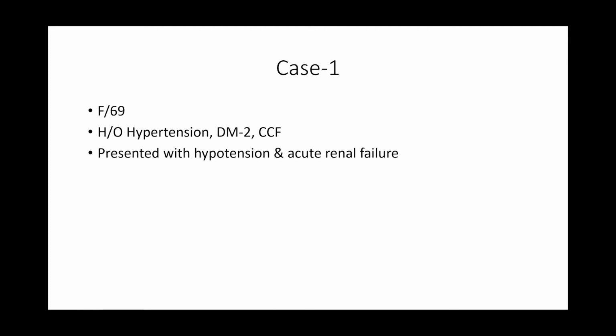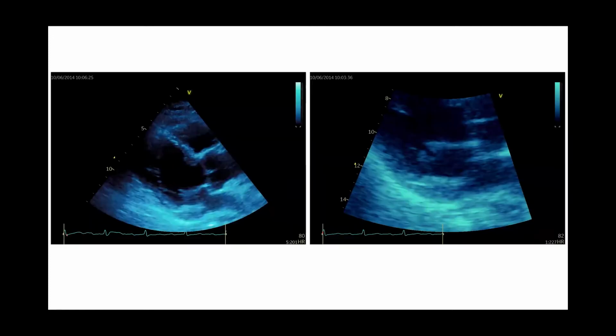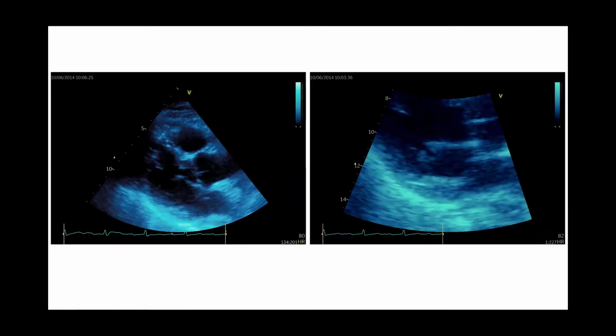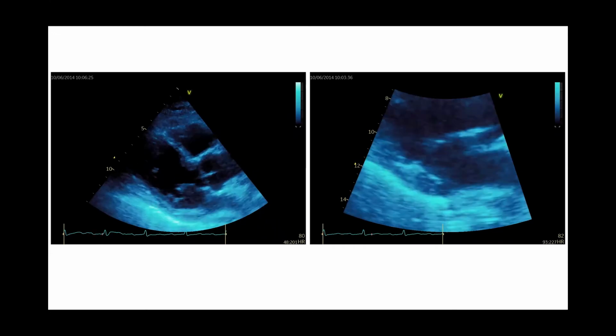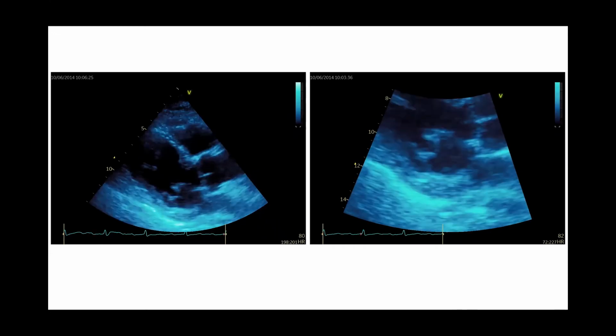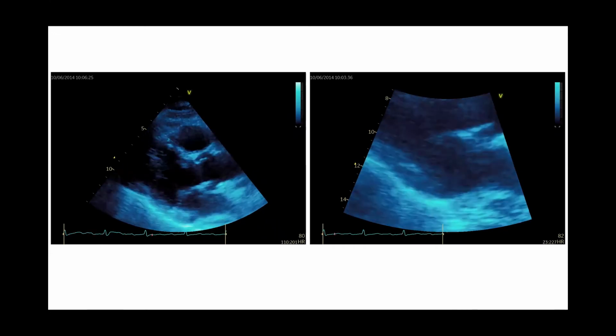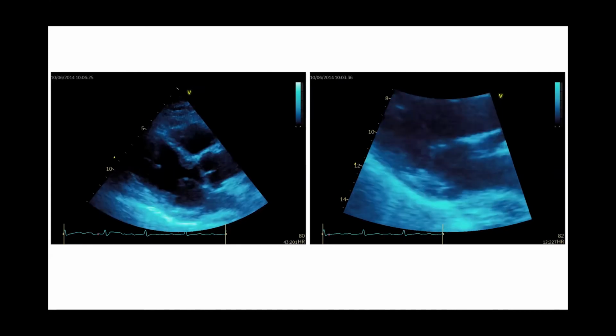So, a 61-year-old lady, history of hypertension, diabetes, CCF, presented with hypertension and acute renal failure. Okay, so parasternal long and short axis.